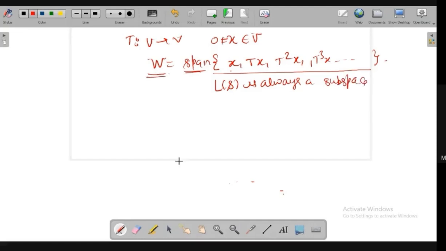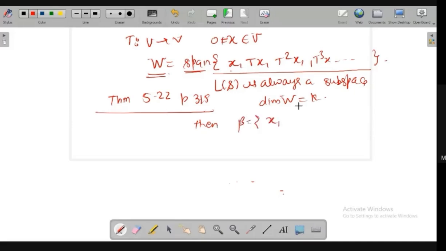There is a theorem in chapter 5, theorem number 5.22, on page number 315, which says that if W is a T-cyclic subspace and the dimension of W is k, then it has the basis beta given by x, T(x), T square x, up to T to the power k minus 1 of x, because it is k minus 1 element and this is 1. So beta has k elements.